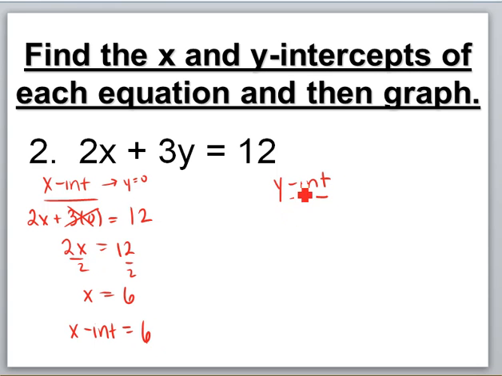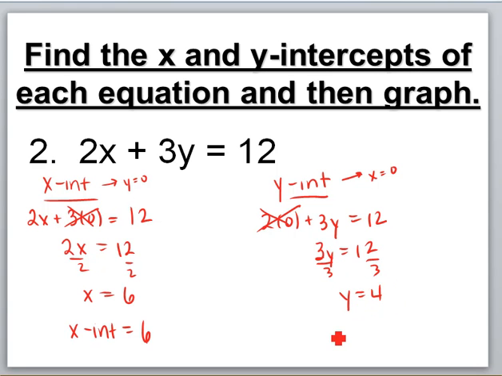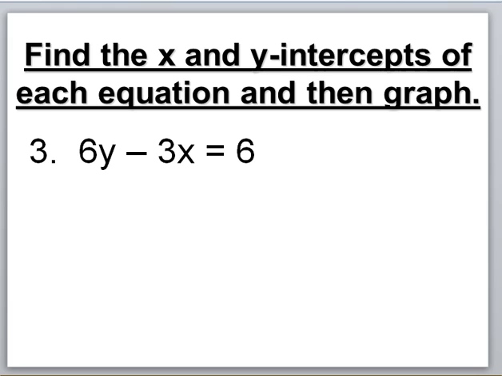My y-intercept is where I'm plugging x equals 0 in. So I've got 2 times 0 plus 3y equals 12. These give me 0, so I have 3y equals 12. Solve the simple equation, and I get y is 4. So my y-intercept is equal to 4. I'm going to keep doing x and y-intercepts.